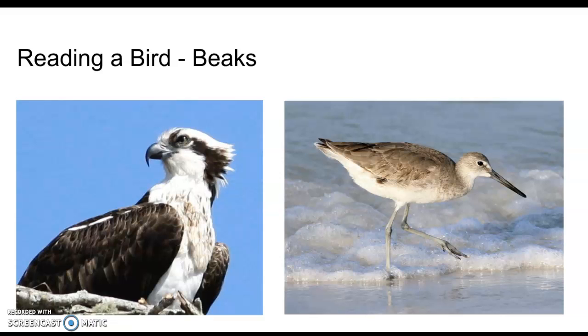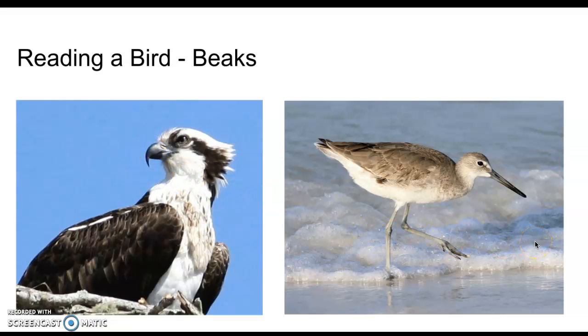In this case, you can look at these two beaks and you can see that this beak is curved versus this one, which is long and thin. This is an osprey, and ospreys eat large organisms that they have to catch with their beak and then tear apart and shred. And so they need a very sharp, hook-like beak to do that.